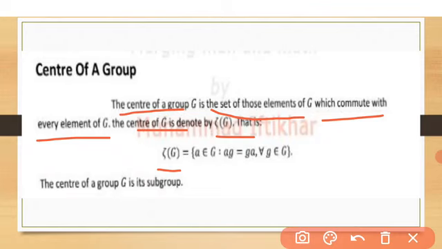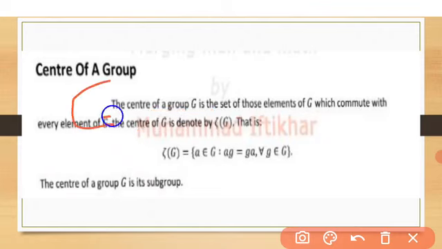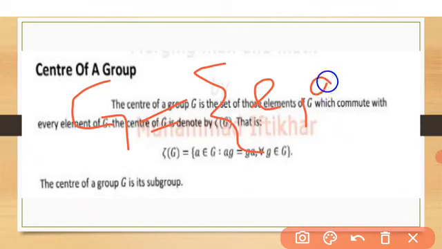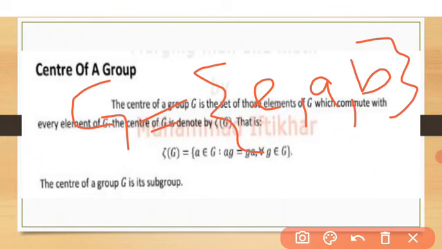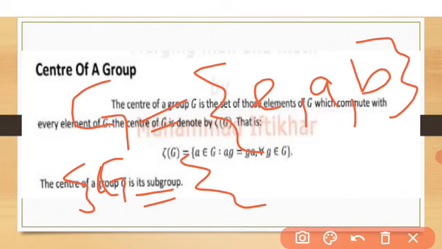For example, we take a group G that is {E, A, B}. Here A and B are inverses of each other and E is the identity element. Now we are going to find the center of G, that is zeta G. How can we find zeta G?